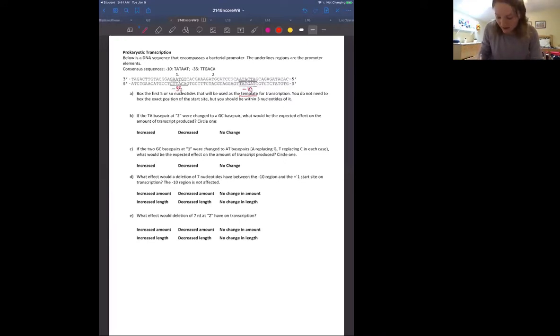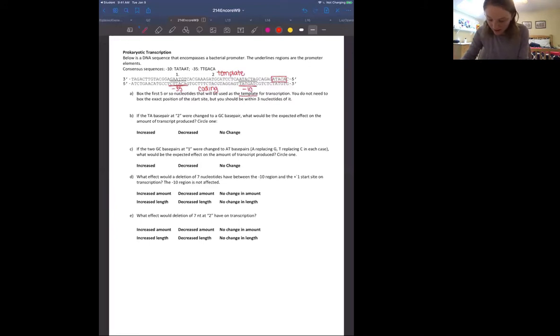And because this -35 is on this strand and the -10 is on this strand, we know that this bottom strand is the coding and this top strand is the template. Okay, so then if we go about 10 base pairs up from the -10 region, I'm just going to make an estimate. That would be about the first 5 nucleotides that would be serving as the template for transcription. Okay, so next question.